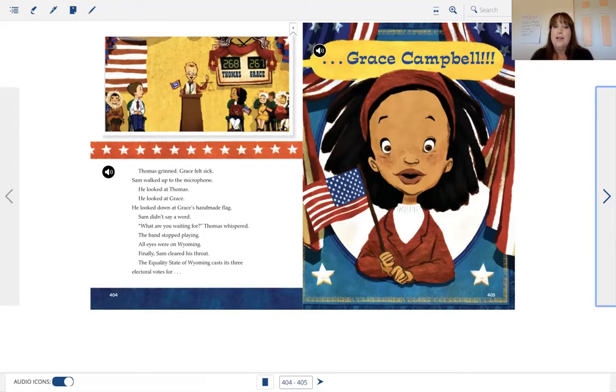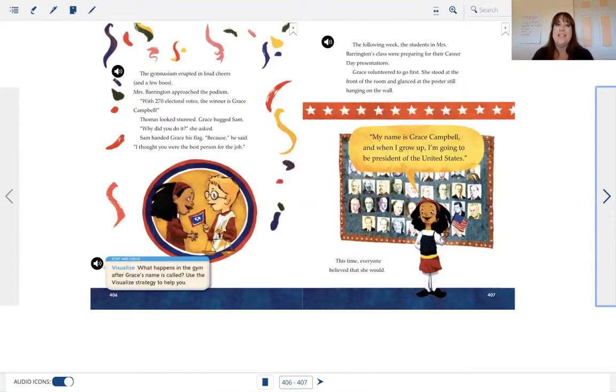The equality state of Wyoming cast its 3 electoral votes for Grace Campbell. The gymnasium erupted in loud cheers and a few boos. Not nice. Mrs. Barrington approached the podium. With 270 electoral votes, the winner is Grace Campbell. Thomas looked stunned. Grace hugged Sam.